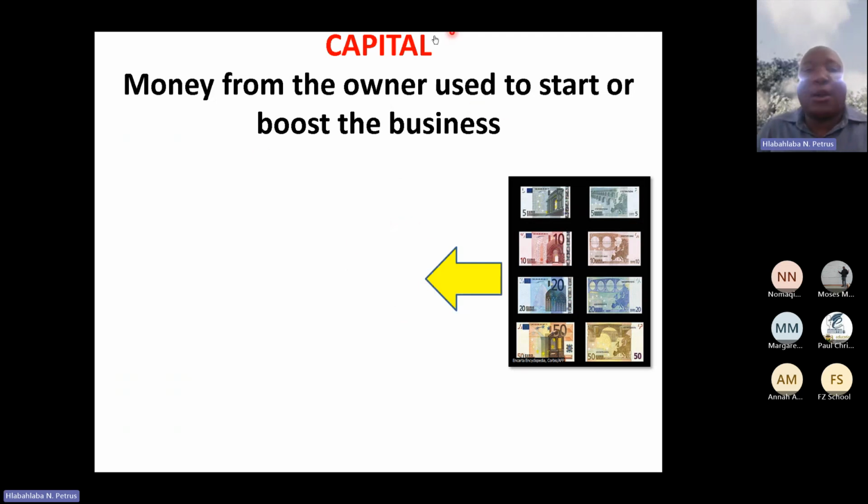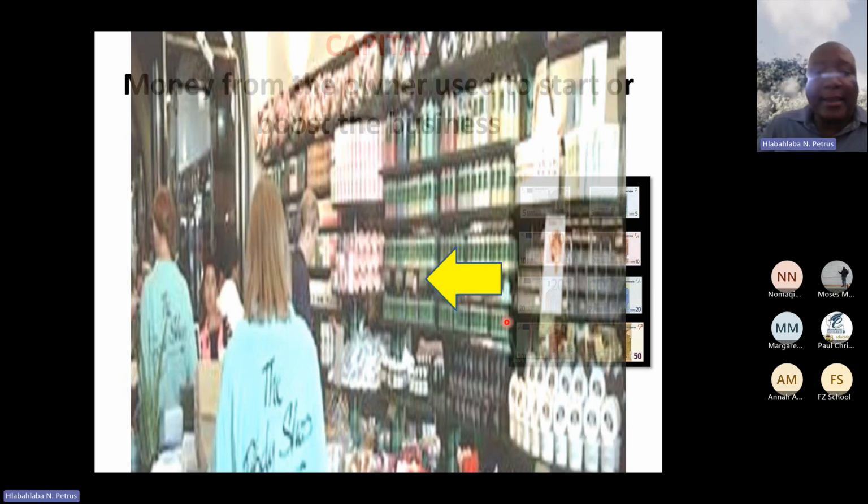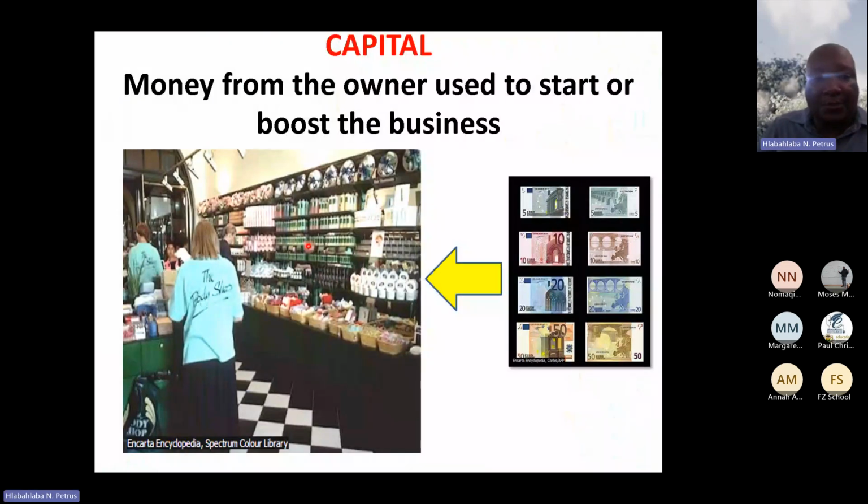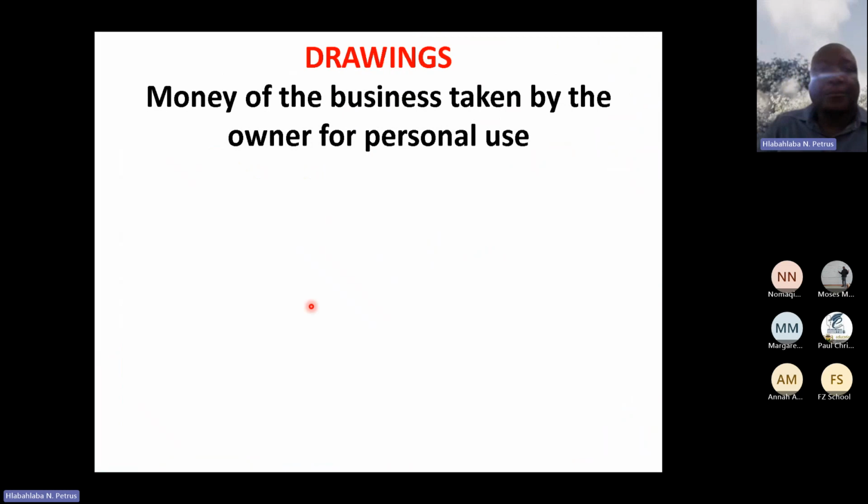And then we also have what we call capital. Capital is money from the owners used to start or boost the business. You remember the previous slide I talked about money. That money, we use it to start this business. The money used to establish this business, we refer to it as the capital.